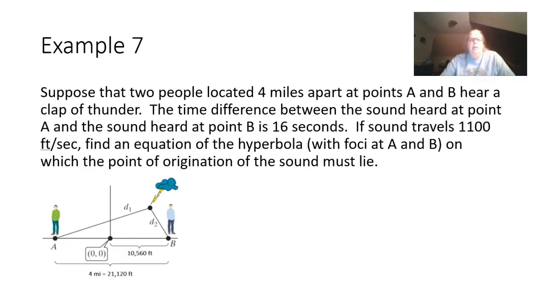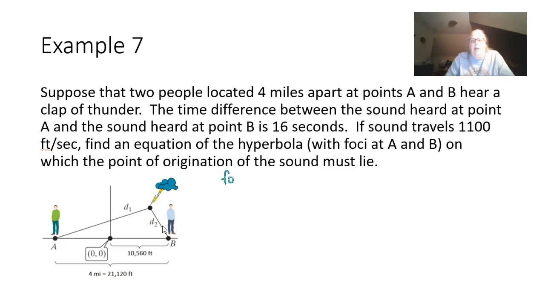Example 7. Suppose that two people located 4 miles apart at points A and B hear a clap of thunder. The time difference between the sound heard at point A and the sound heard at point B is 16 seconds. If the sound travels 1,100 feet per second, find an equation of the hyperbola with foci at A and B on which the point of origination of the sound must lie.